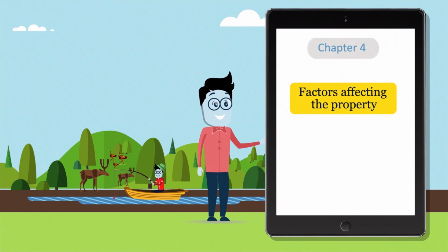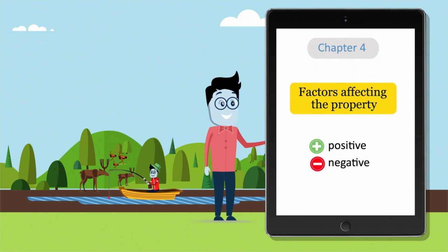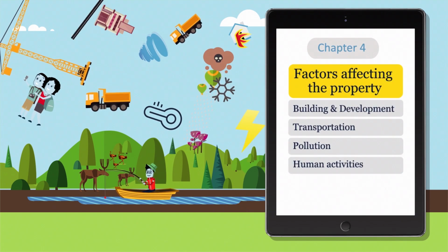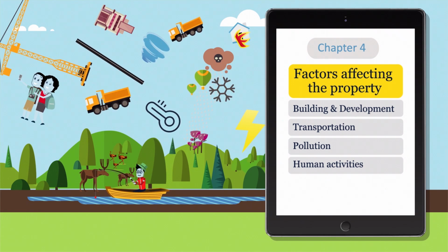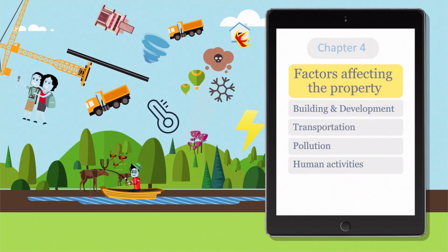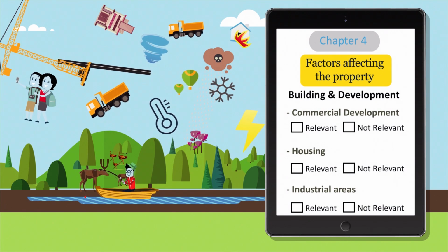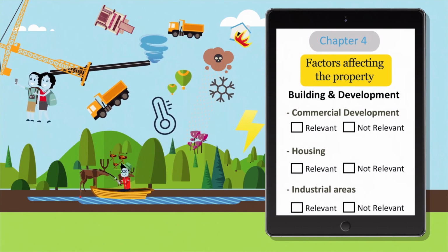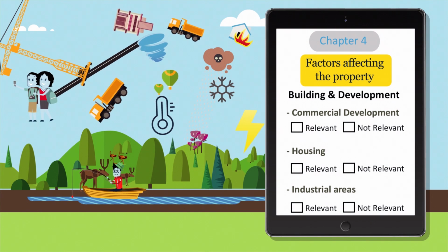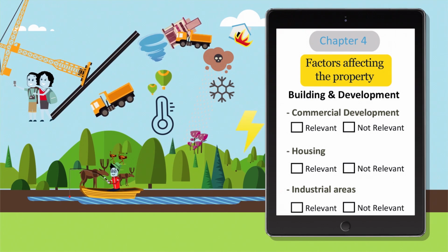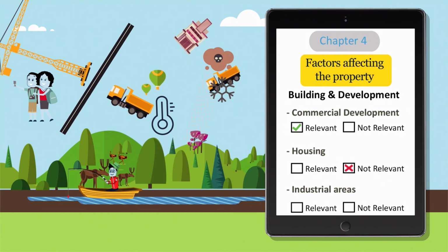Chapter 4 is where you can give information about the positive and negative effects of factors affecting your World Heritage property. The list covers a huge range of potential factors or threats. The list of factors is divided into 14 topics which in turn have subtopics. For example, the first topic, building and development, has among other subtopics commercial development, housing, industrial areas, etc. You will be asked if the topic is relevant to your property.